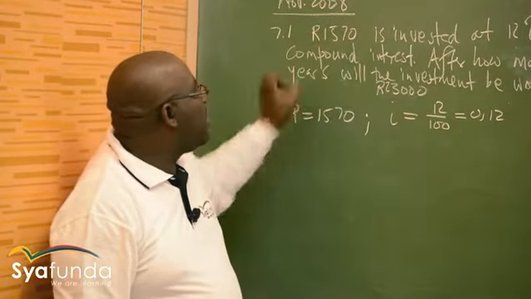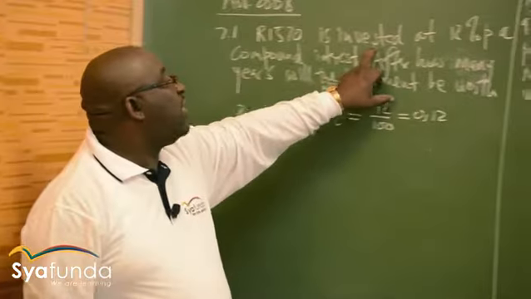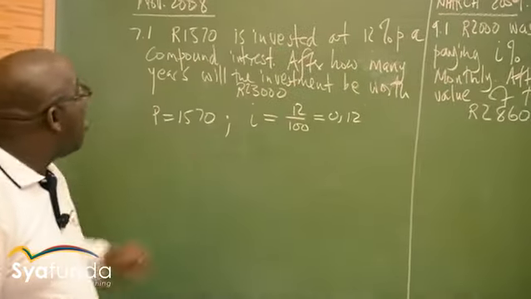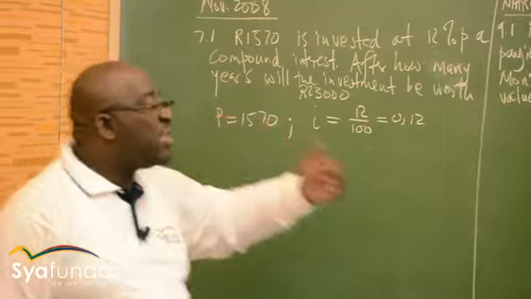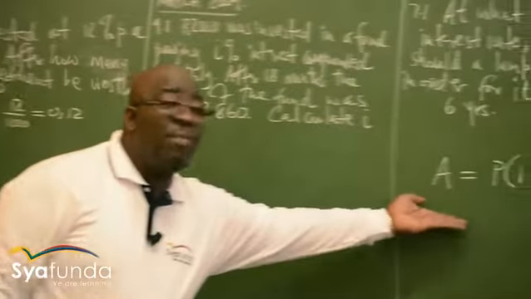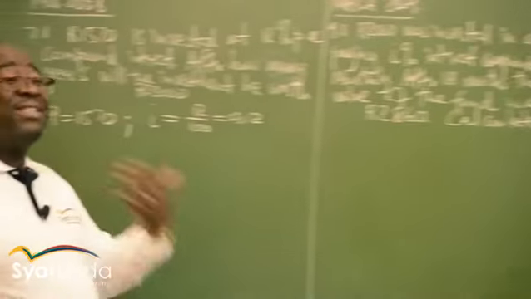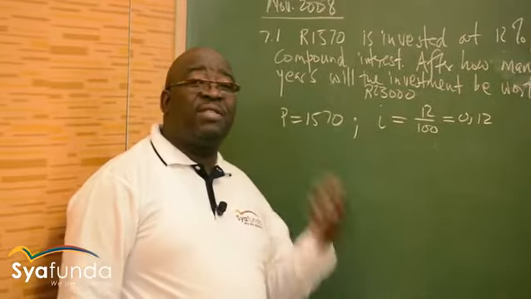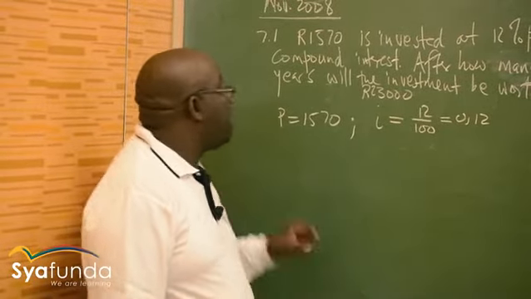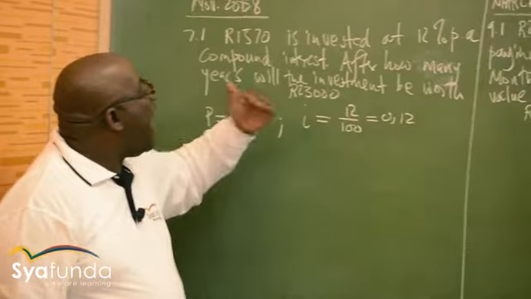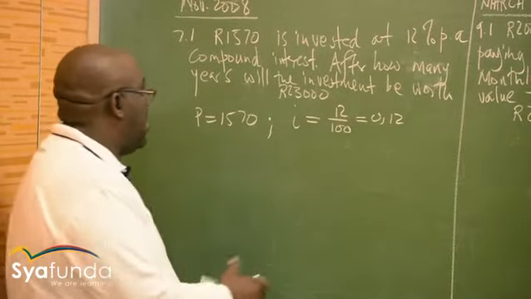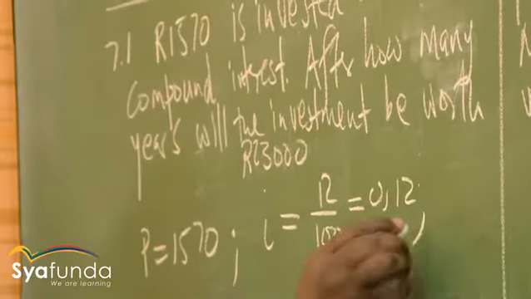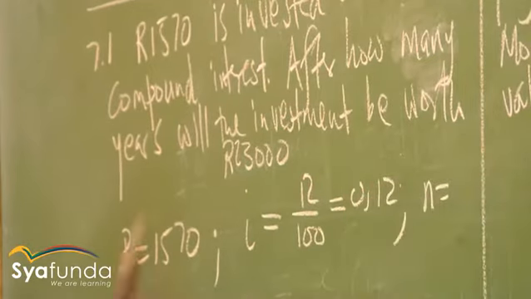Let's read this again. 1,570, which is our principal amount, is invested at 12% per annum compound interest. So I know that I'm going to use the formula for compound interest in this particular case, because I'm told. If I was going to use simple interest, I would have been told as well. Right. After how many years? That's important. That's N, and that's what I'm looking for.